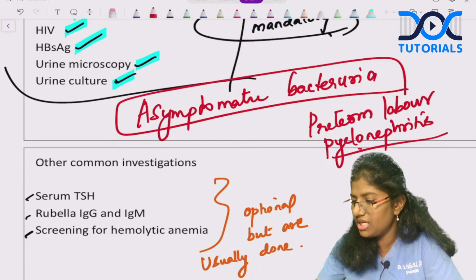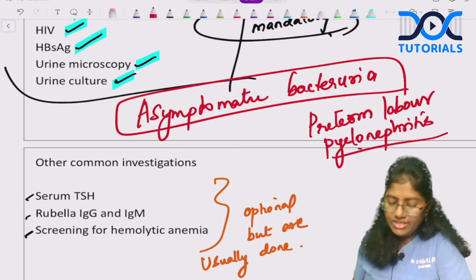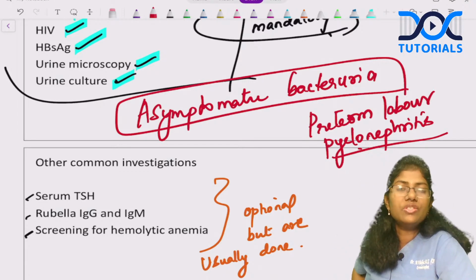Serum TSH, is it a mandatory investigation? Tell me. Yes? Okay, let me tell you, serum TSH is optional.